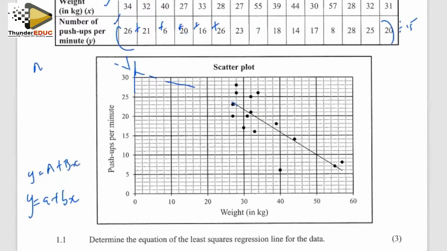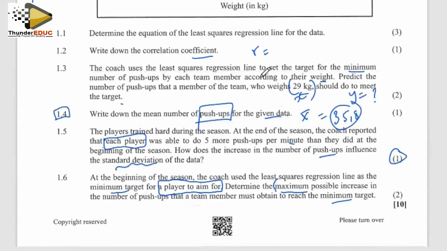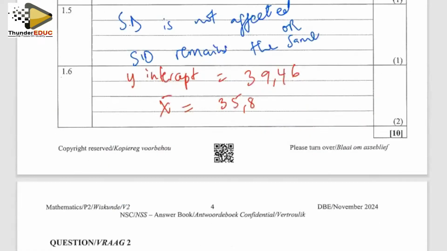What is the question asking for? The question is asking to determine the maximum possible increase in the number of push-ups. So for us to get a target of 39,46, how many extras can we add? So I'm just going to say 39,46 minus 35,8.